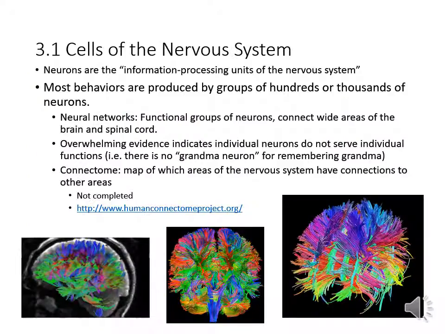Okay, so neurons are the information processing units of the nervous system. Most behaviors are produced by groups of hundreds or thousands of neurons. So individual neurons don't typically have their own individual function. There used to be this idea that there's like a grandma neuron. So in some of the memory areas of the brain, people thought that there was a single neuron that encoded the memory of your grandmother.